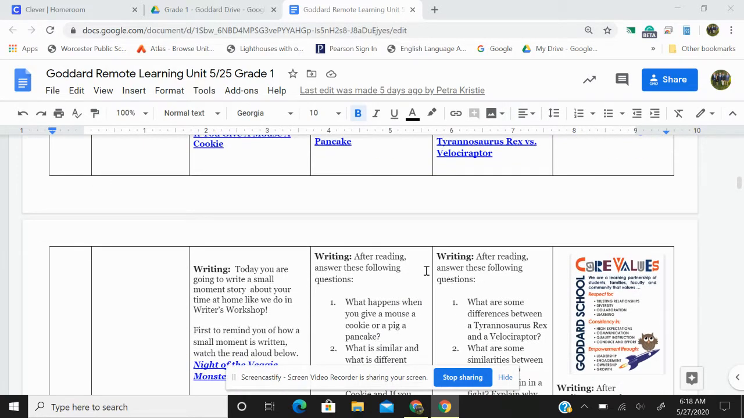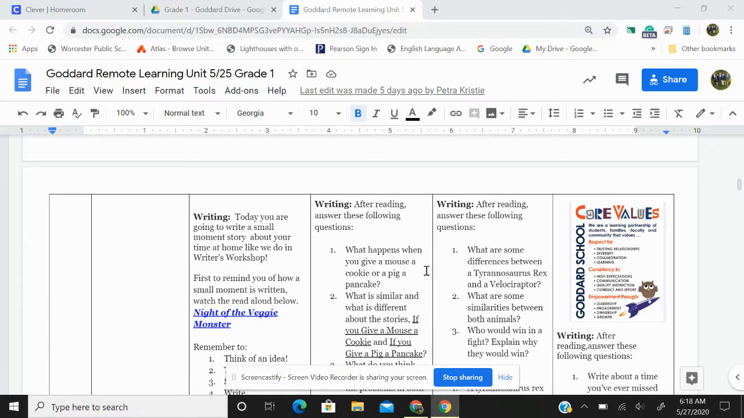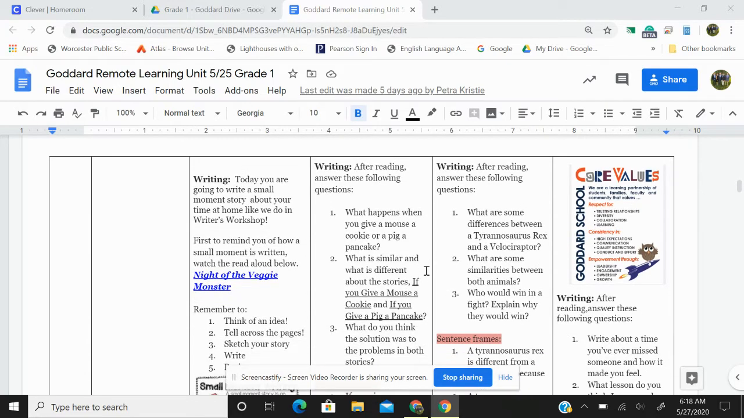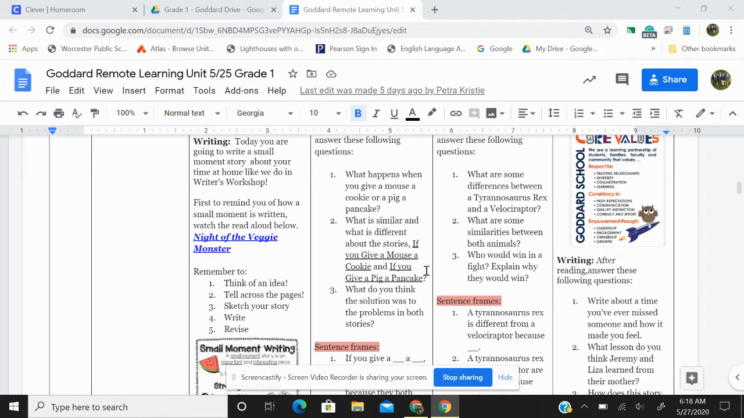In writing, after reading, answer these questions. 1. What happens when you give a mouse a cookie or a pig a pancake? 2. What is similar and what is different about the stories, If You Give a Mouse a Cookie and If You Give a Pig a Pancake? What do you think the solution was to the problems in both stories?